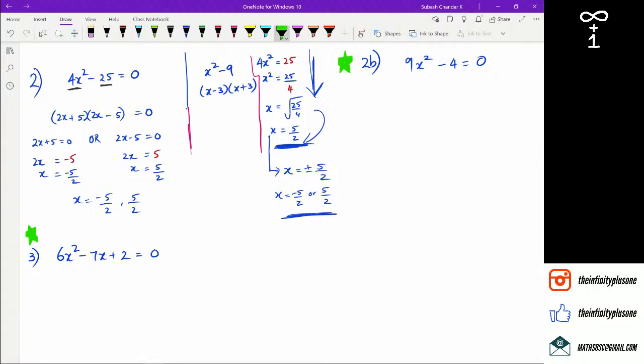Anyway, let's go through 2B real quickly. Malik, I think you were working on 2B. Because you got 9 and -4, that's going to be 3x minus 2 and 3x plus 2 equals 0. I'm just going to fly through this. So 3x minus 2 equals 0, so 3x equals 2 and x equals 2/3. The other one there is going to be negative 2/3.